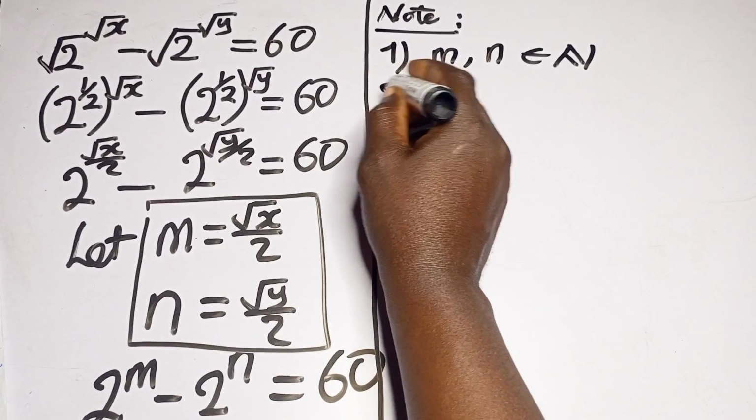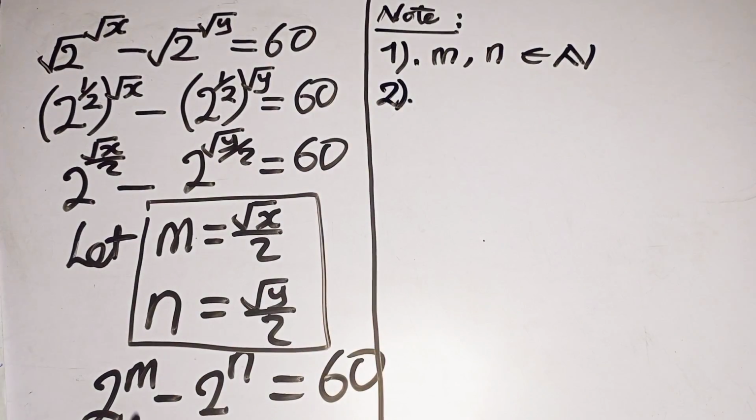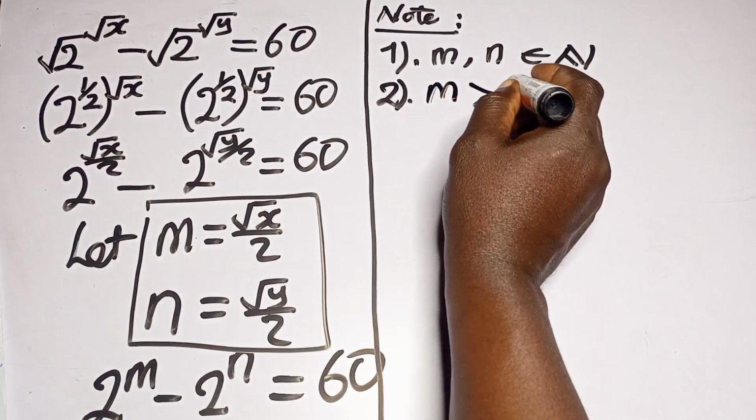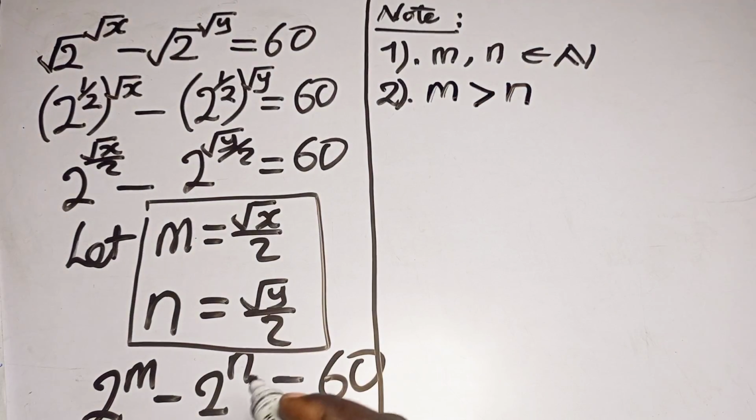The second thing we take note of, again, we are subtracting an index expression with base 2 from another index expression with the same base 2, giving us a positive natural number. This means that the power m here must be greater than the power n. If that is not true, then we cannot have a positive result. So m must be strictly greater than n.